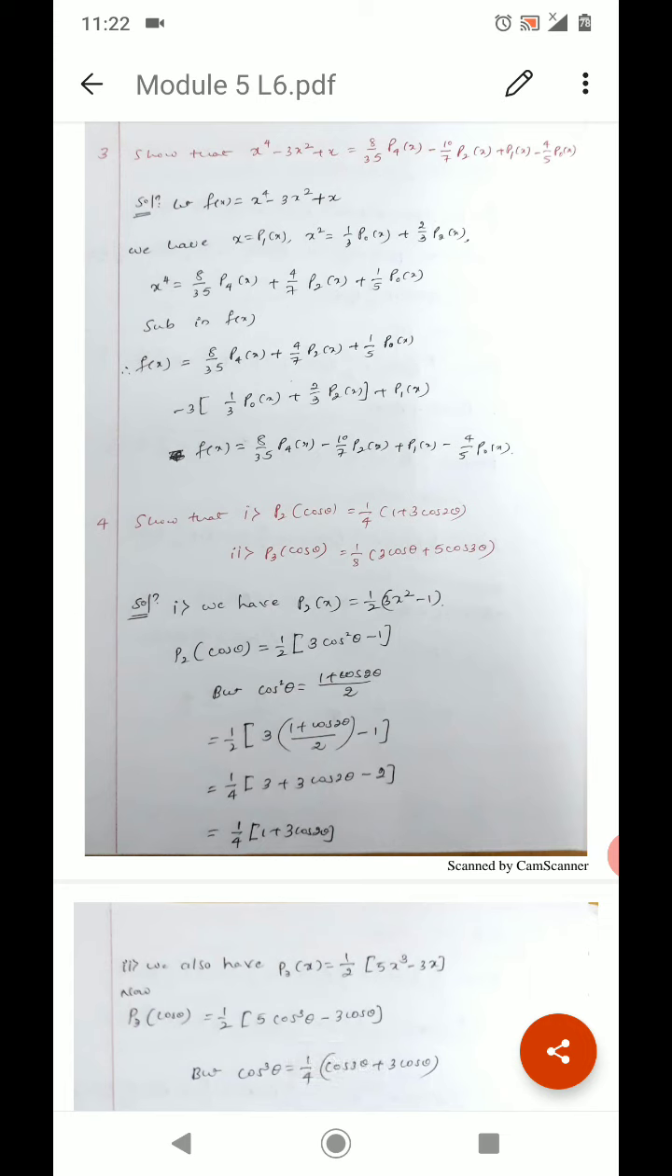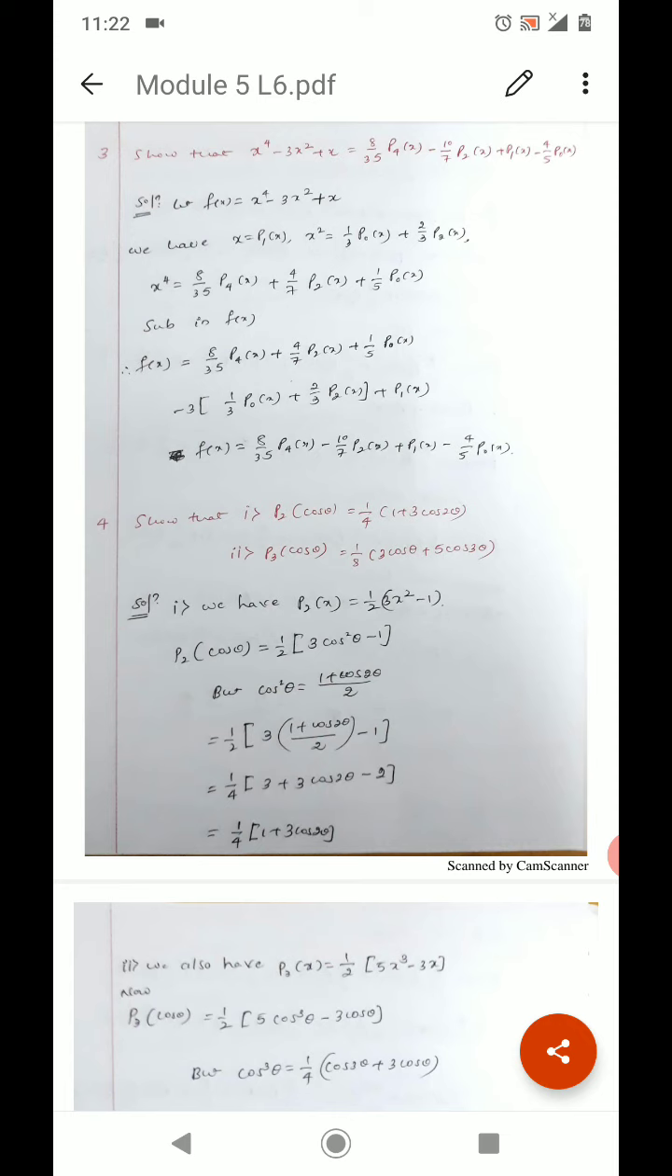Next one, show that P2 of cos theta is equal to 1 by 4 of 1 plus 3 cos 2 theta, and P3 of cos theta is equal to 1 by 8 of 3 cos theta plus 5 cos 3 theta. So in that first one, we have P2 of x is equal to 1 by 2 of 3x square minus 1, that is a standard result. So using that result, we substitute x is equal to cos theta.